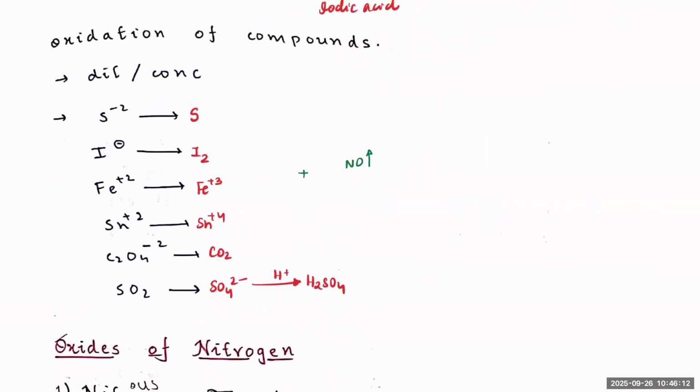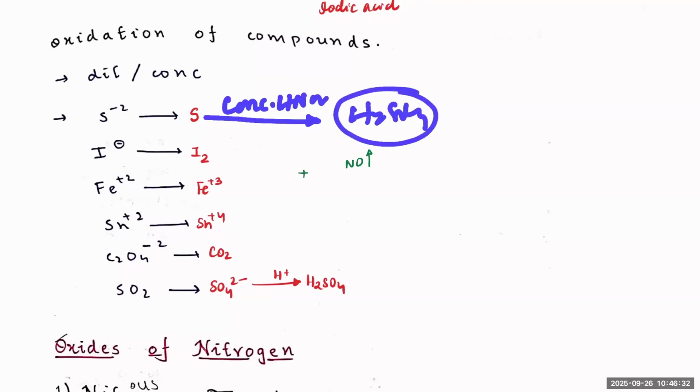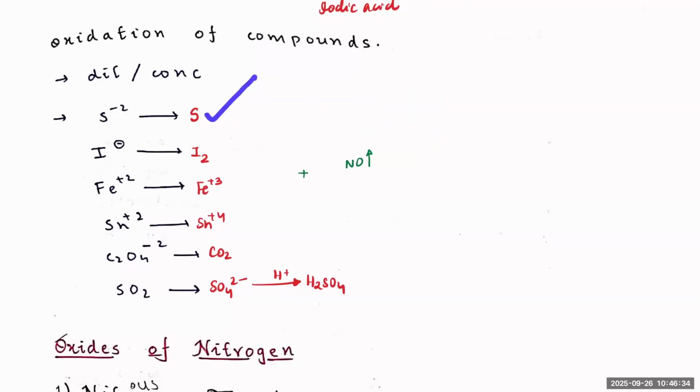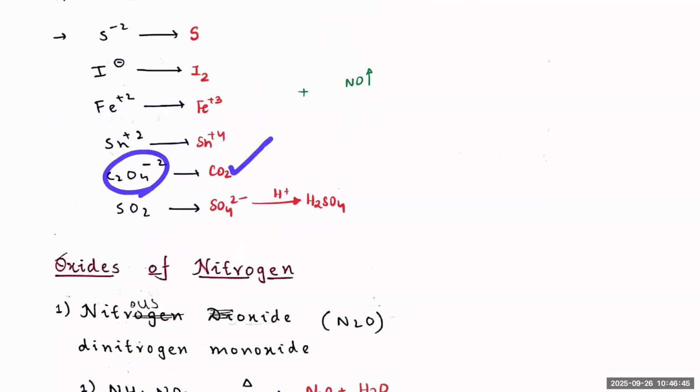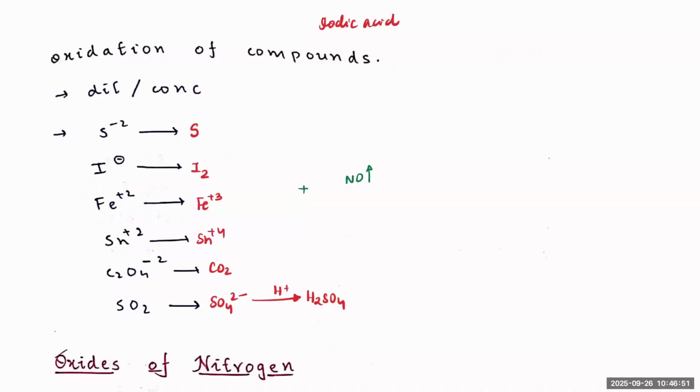Right. And now, other compounds, whether you take a dilute HNO3 or a concentrated HNO3, if I take S2 minus, it will always convert into sulfur. And now you might ask, sir, if at all I react sulfur with concentrated HNO3, will something happen? Yes, in fact, it will again convert into H2SO4. But as a first-hand reaction, you will notice sulfur will form. I minus will convert into I2. Fe2+ converts into Fe3+. Sn2+ converts into Sn4+. Oxalates convert into CO2. SO2 converts into SO4 2 minus. All of these are oxidation reactions of HNO3.